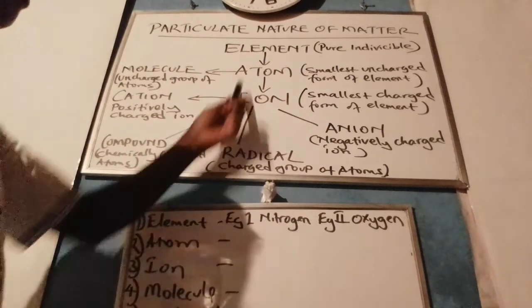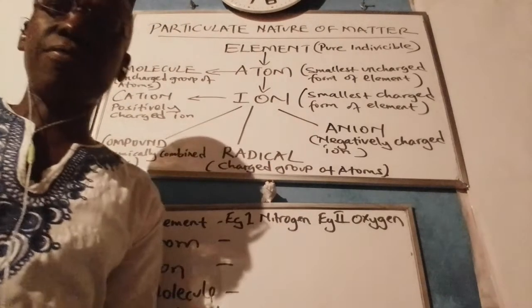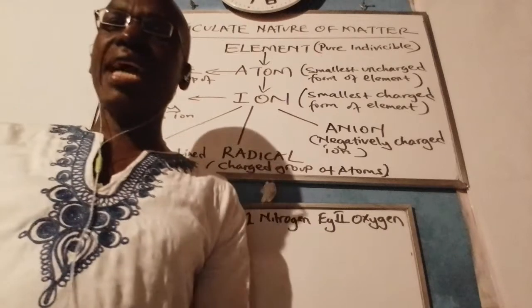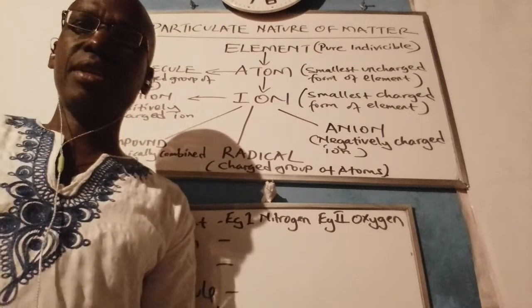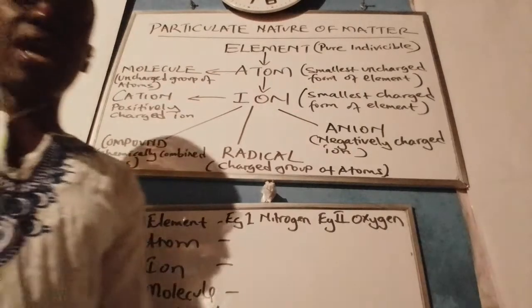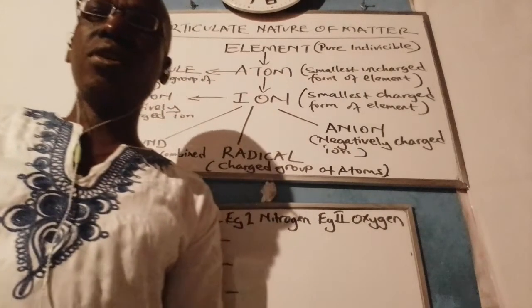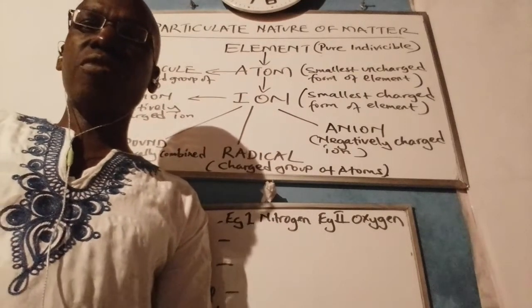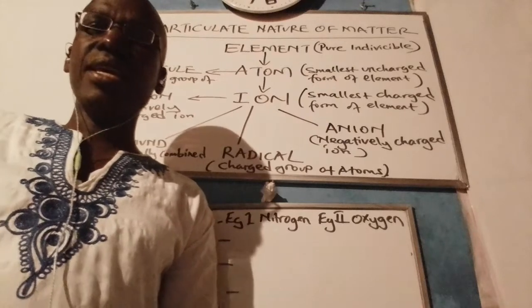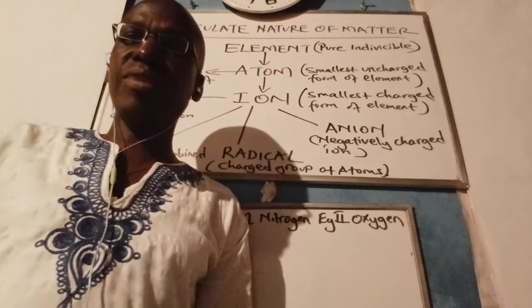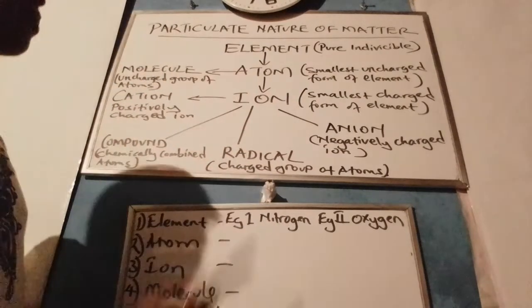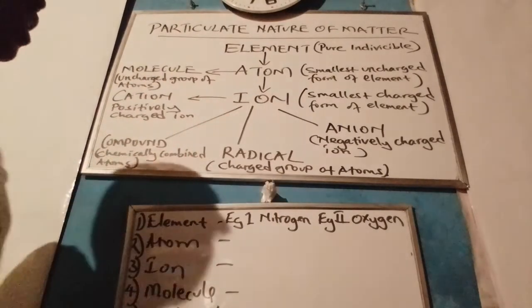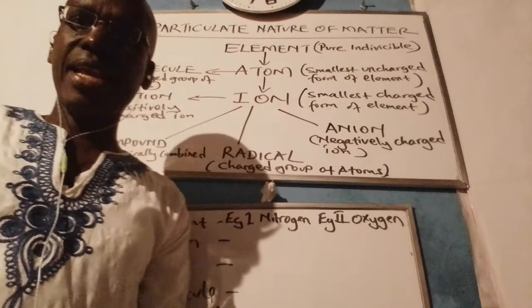Secondly, atom. An atom is referred to as the smallest uncharged form of an element. In this respect, the chemical symbol for an atom is identical to the chemical symbol of that particular element. Namely, if it is hydrogen, the chemical symbol will be H. If it is nitrogen, it will be N. So, an atom is simply the smallest uncharged form of an element.